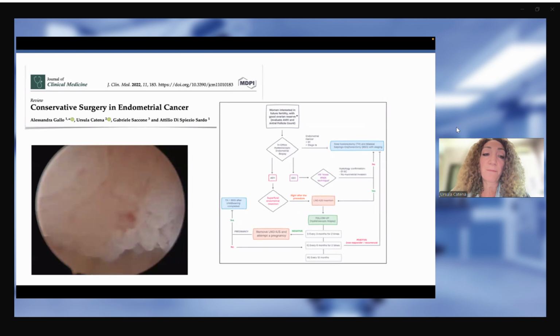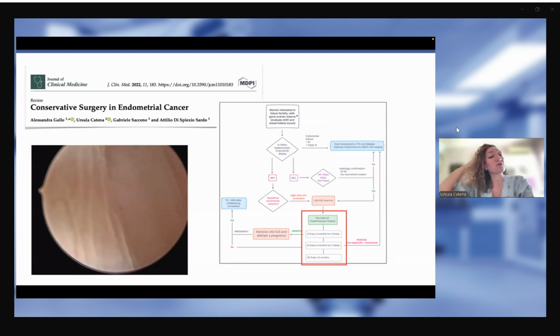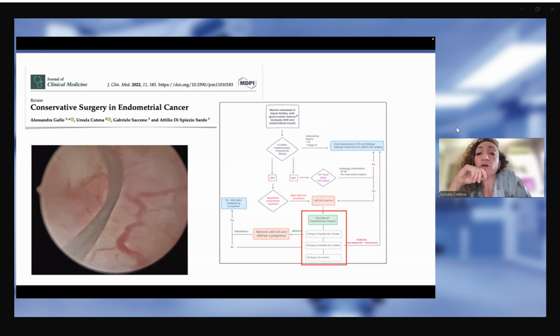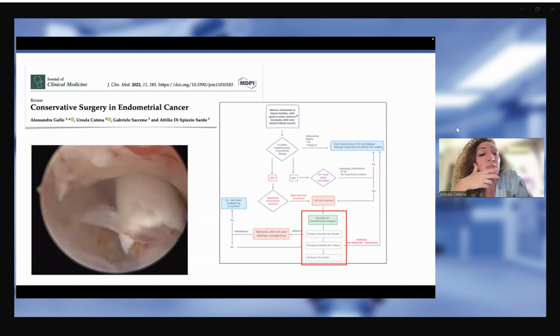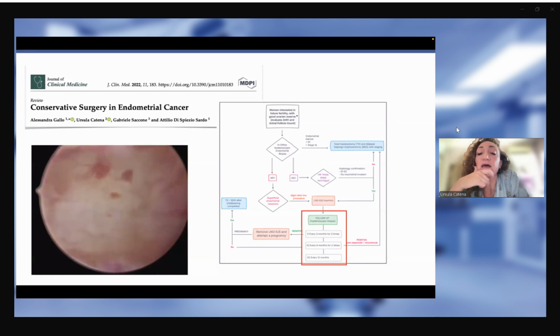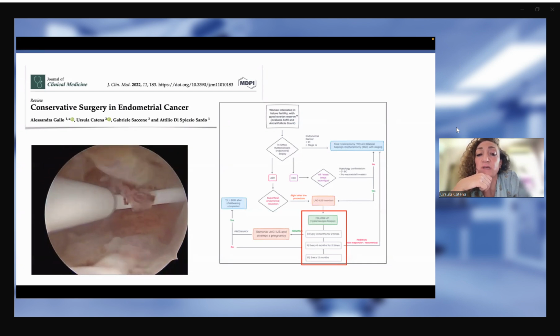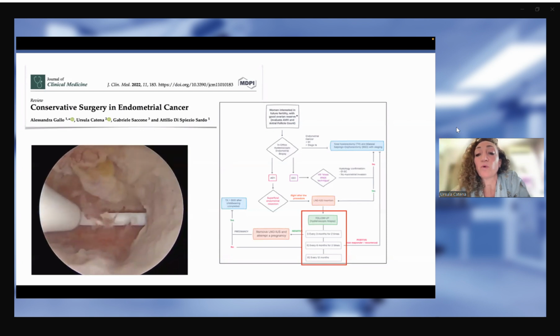How do we follow up our patients? This was a nice review that I did with Attilio, in which we described the follow-up of our patients, that is endometrial biopsy every 3 months for 2 times, then every 6 months for 2 times, and then every 12 months.